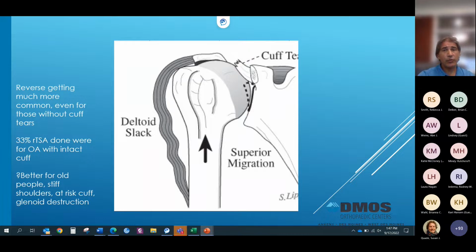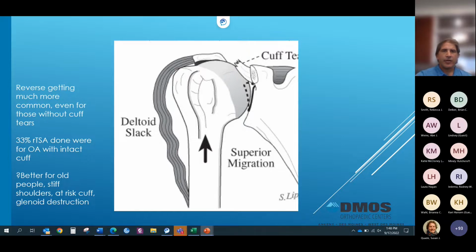Reverse shoulder replacements are getting much more common now, even for those without a rotator cuff tear. They used to be kind of a last ditch scenario, and you kind of cross your fingers and hope for the best. In 2002, 2003, we were kind of poo-pooing them because they had about a 30% complication rate, whether it's dislocation or loosening or infection or hematoma. But now they're on par with a regular shoulder replacement, and they're very helpful.